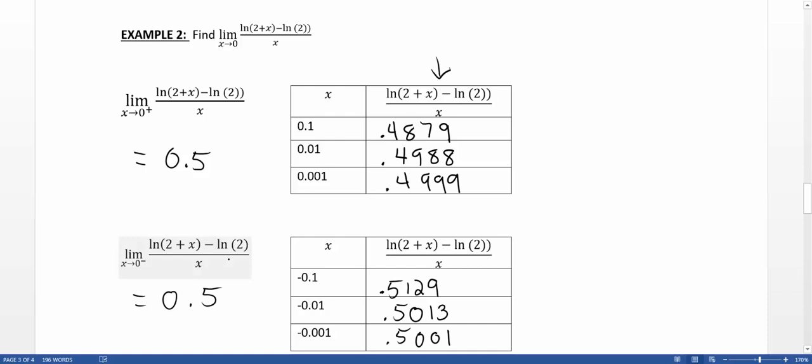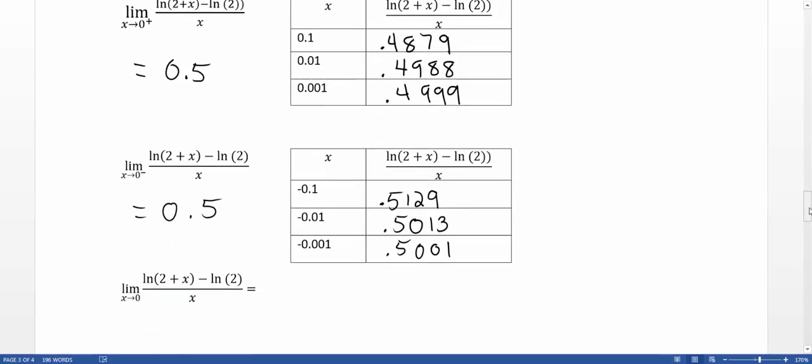So since my limit from the left is the same as my limit from the right, that means that the limit itself exists and that that limit is 0.5. Again, I can have the limit from the left exist and the limit from the right exist, but the limit itself would not exist if those had been different values. We'll look at some examples of that later.